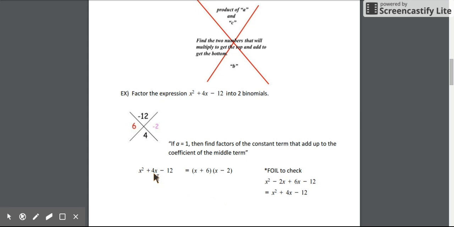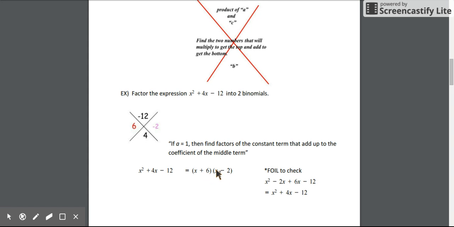So when we factor a quadratic, we're going to write two sets of parentheses. The variable is going to be the first term, and then those side factors right there that we came up with are going to finish off our binomials. So positive 6 and negative 2.